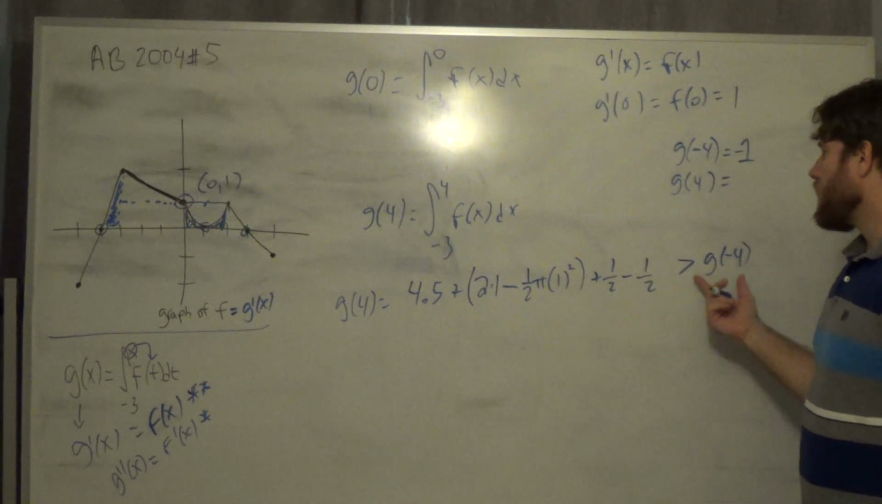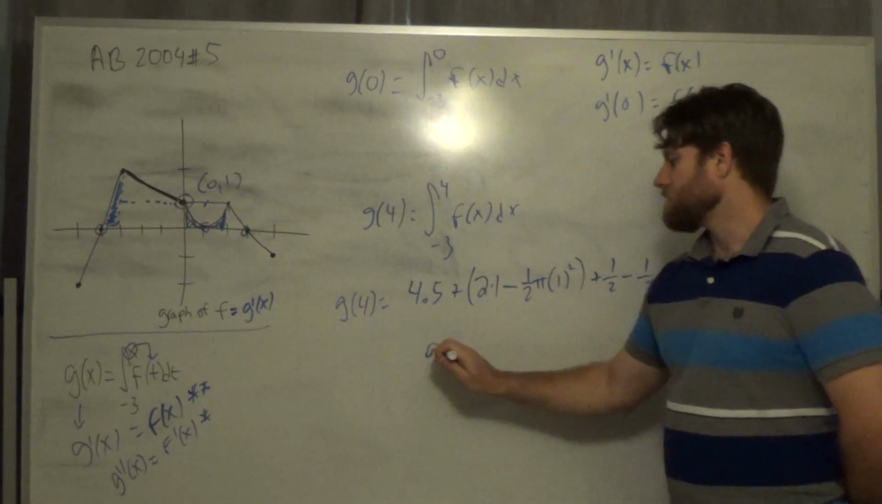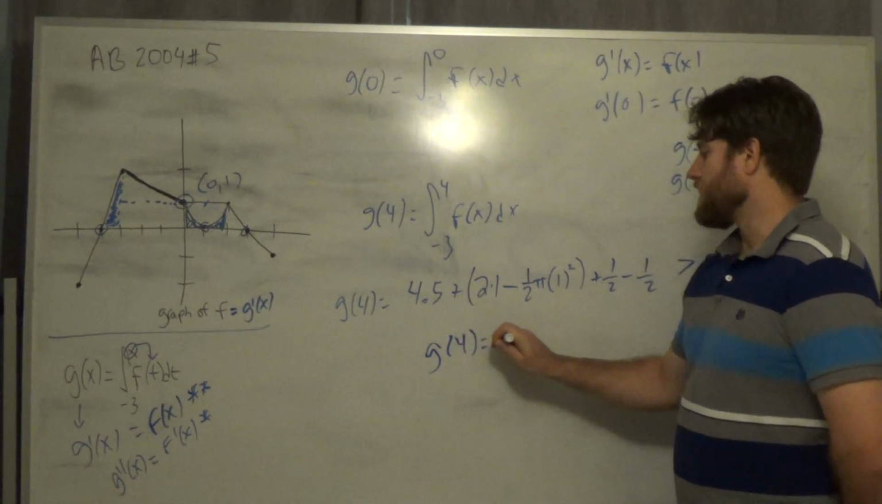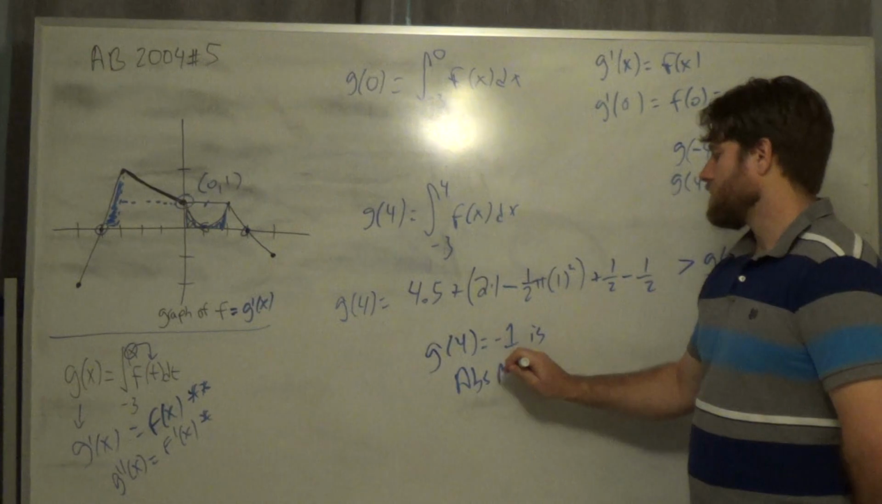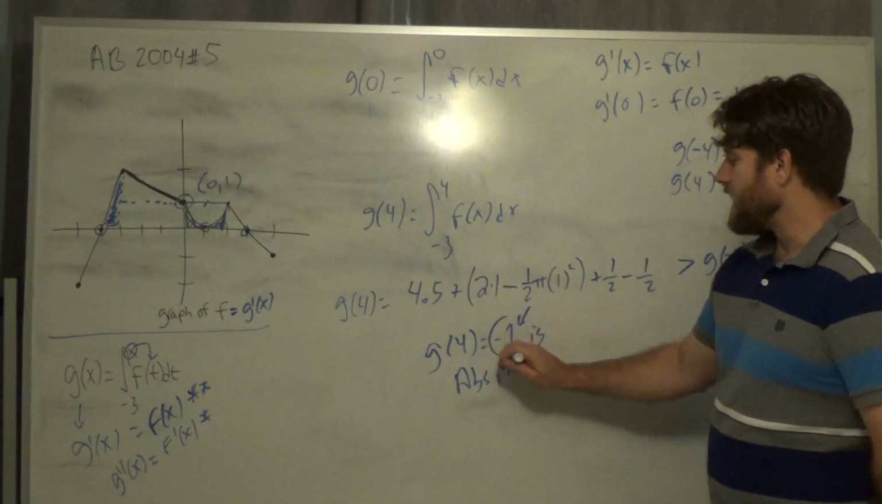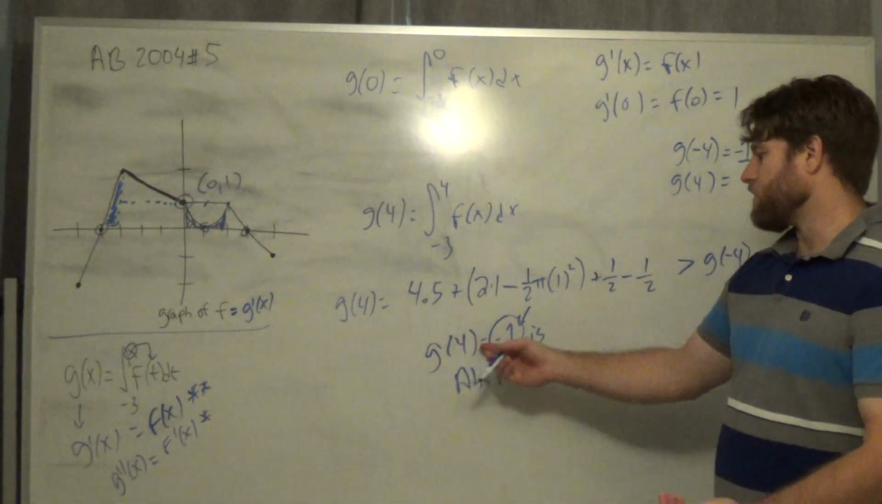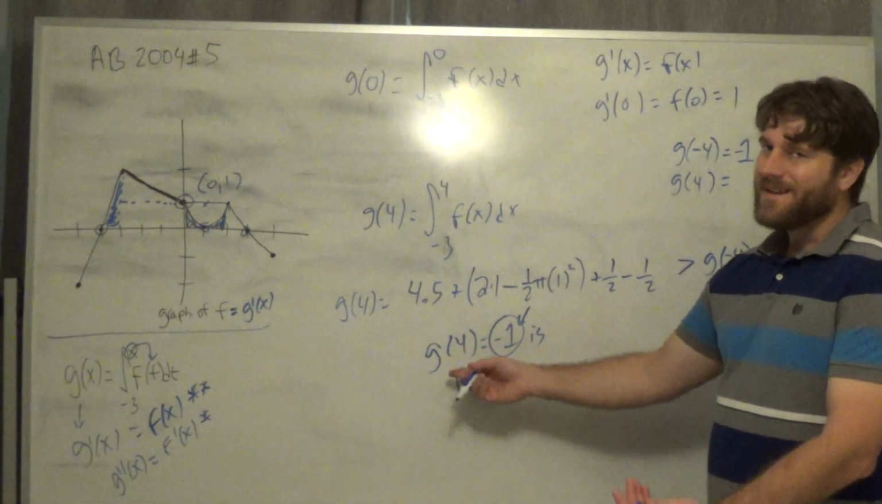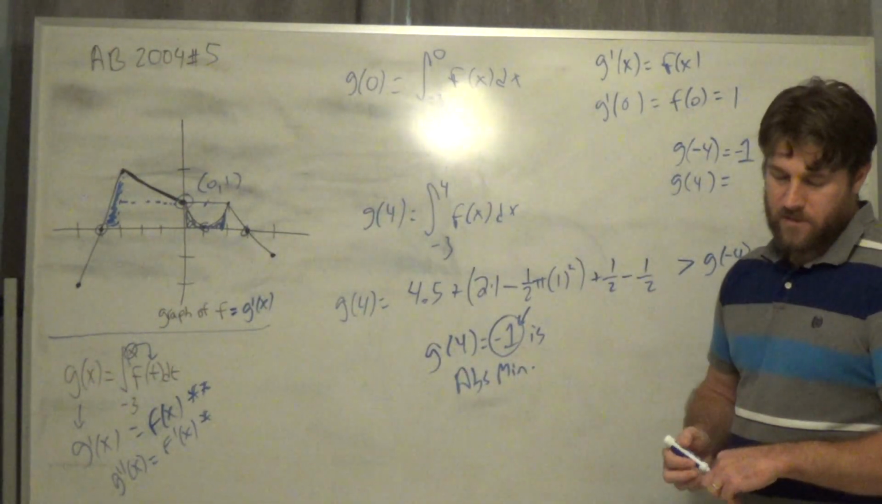Great. Okay, so now I can say because this is greater than this, g of 4, which equals -1, is the absolute minimum. And the problem is asking for the absolute minimum, which means they want the y value. But if I write g of 4 equals -1, I have the x and the y value. If you're not sure which one they're asking for, you've taken care of it and it's good.